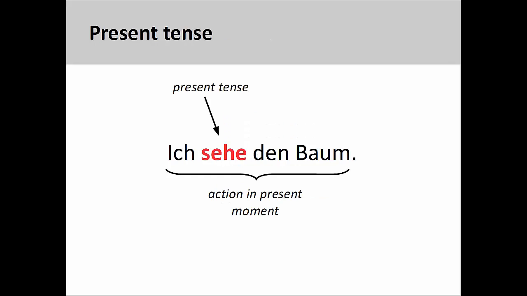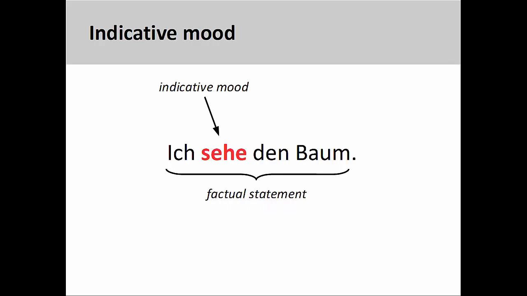For example, in the sentence you see on the screen, Ich sehe den Baum, I see the tree, the verb sehe is in the present tense. It describes an action that is taking place in the present moment and not, say, in the past. The sentence also happens to be in the indicative mood.